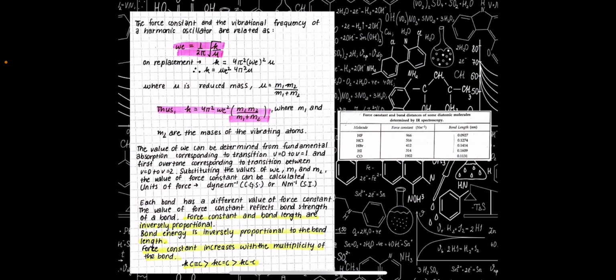Force constant increases with the multiplicity of the bond. The force constant, and hence bond energy, for single, double, and triple bonds follows the order: k of carbon triple bond carbon is greater than force constant of double bond, and hence it is greater than force constant of single bond.